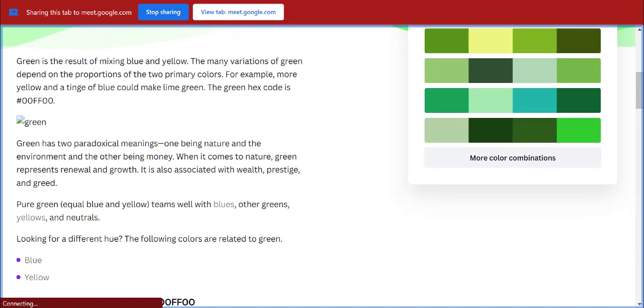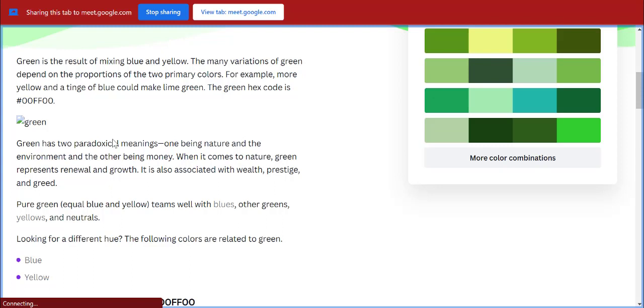Okay, so he said here, just like what I was saying, that green has two paradoxical meanings. Wow, what a large grammar. So it says one being nature and the environment, and the other being money.